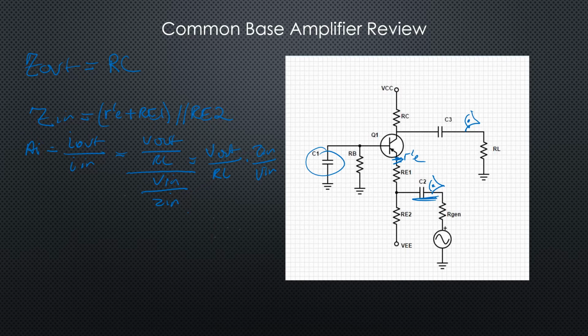And that can be simplified down to AI equals V out over Vin times Zin over RL, which equals AV times Zin over RL. There's your AI. So if we want to calculate AP or our power gain, it's simply AV times AI.